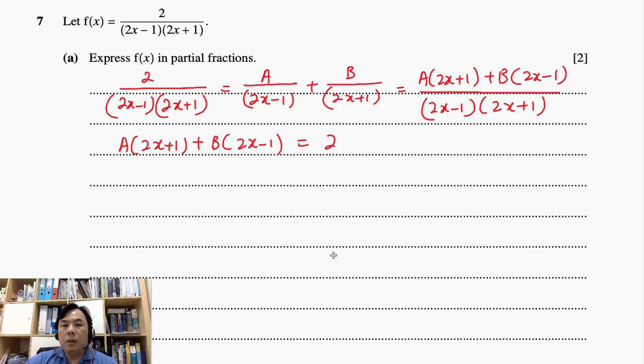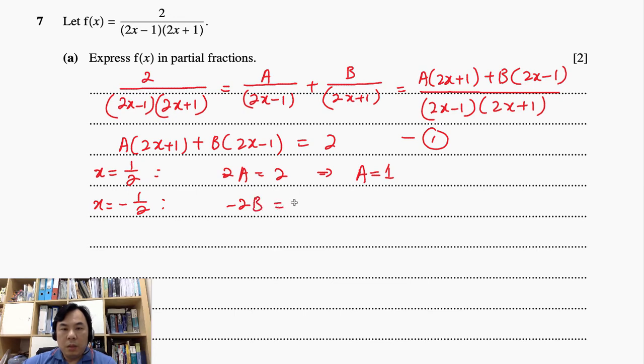Now, there are many ways to actually do this. You can do it through substitution, for instance. So if you let x equal to a half, you are going to substitute into this equation here. When x is a half, this term is gone, so b is gone, and then you have 2a is equal to 2. Therefore, a is equal to 1. And then if you let x equal to negative half, then this part will cancel off, and that will be negative 2b is equal to 2. That implies that b must be equal to negative 1.